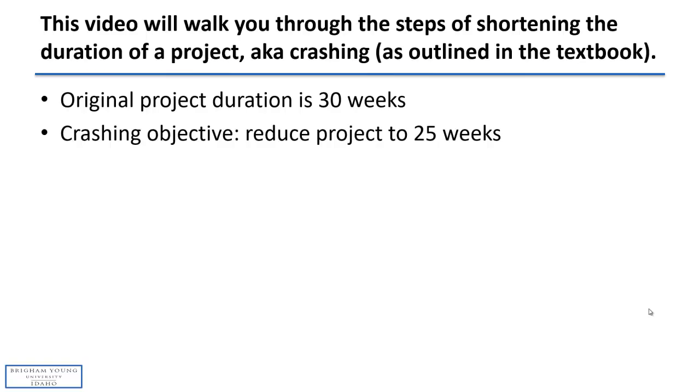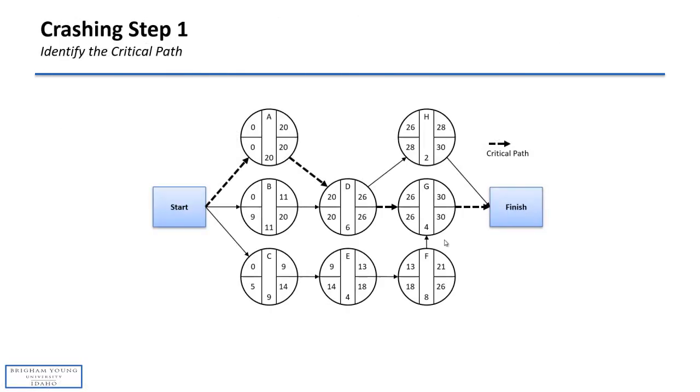In other words, the most effective way, making the best use of those resources, the money that would be required in order to achieve the desired shortening of the project. Again, we're taking this example from the textbook where the duration of the project is 30 weeks and we want to reduce the duration down to 25 weeks.